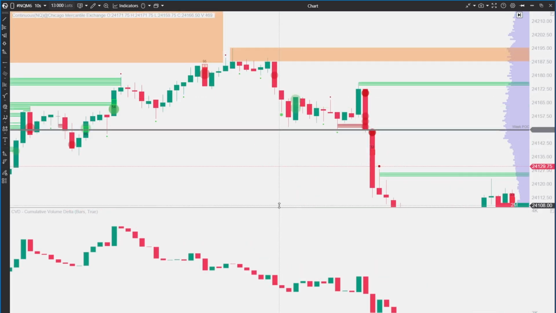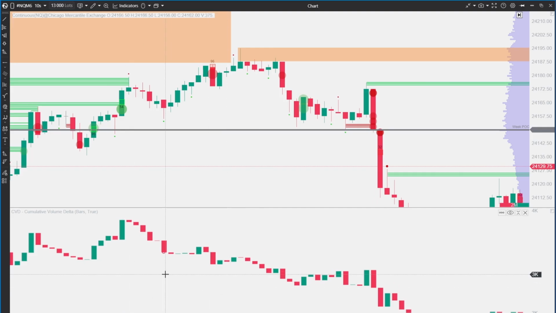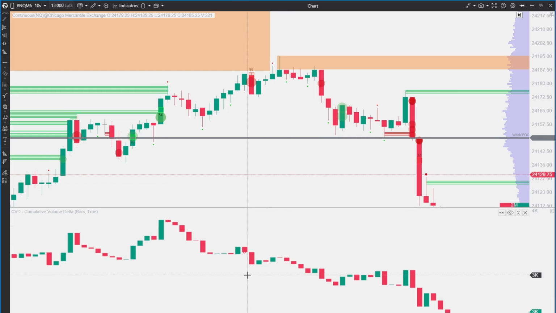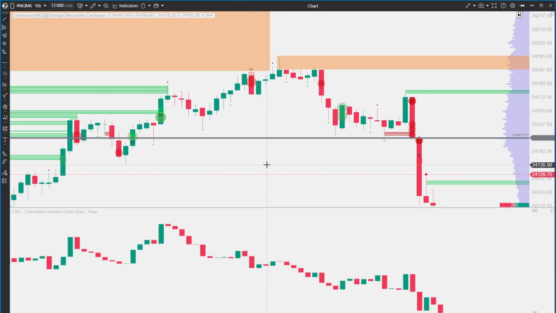So guys, I just want to make that quick video to hopefully teach some of you about confirmation with CVD. I think it's one of the most important tools in order flow. And if you do not use it, please use it. It truly can be a predictor of price. And as I demonstrated today, the delta divergences can be very, very important in your trading.